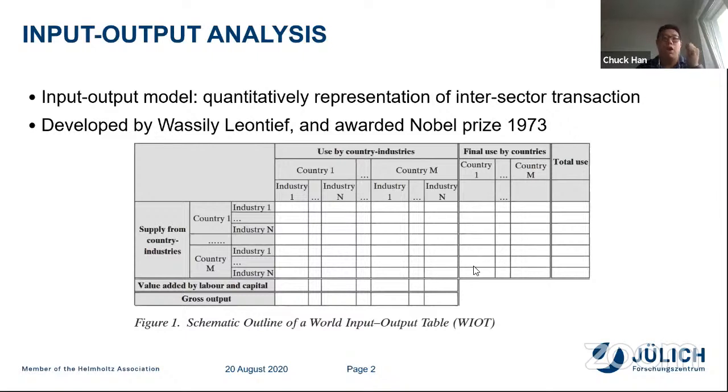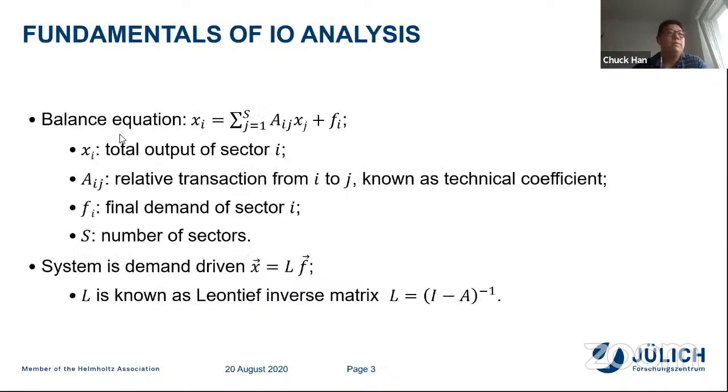The columns on the right here are called final use by the countries, which means the final products going to the consumer markets, which we will denote as final demand in this talk. This whole model was developed by Wassily Leontief, and he was awarded the Nobel Prize back in 1973.